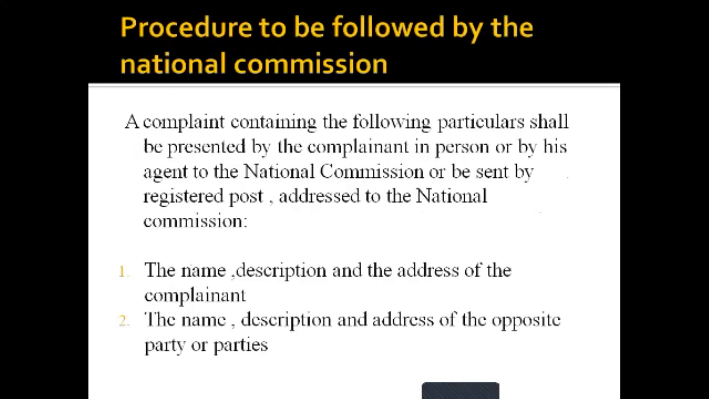Now, there are different procedures to be followed by the National Commission. A complaint containing the following particulars shall be presented by the complainant in person or by his agent to the National Commission, or be sent by registered post addressed to the National Commission. It should include the name, description and address of the complainant, the name, description and address of the opposite party or parties, the facts relating to the complaint, when and where it arose, documents in support of the allegations contained in the complaint, and the relief which the complainant demands or claims.